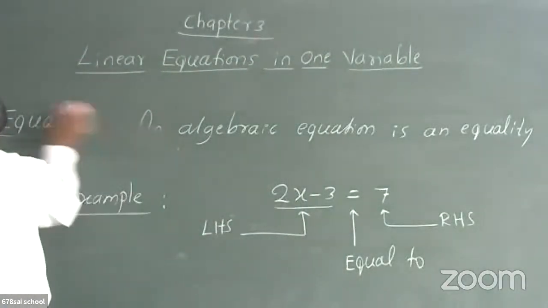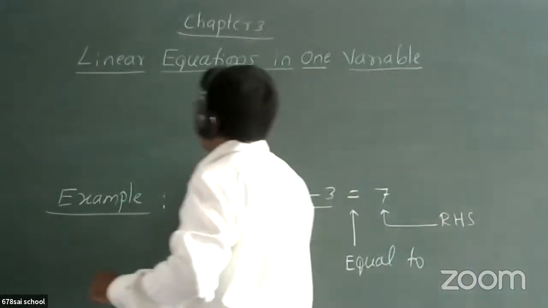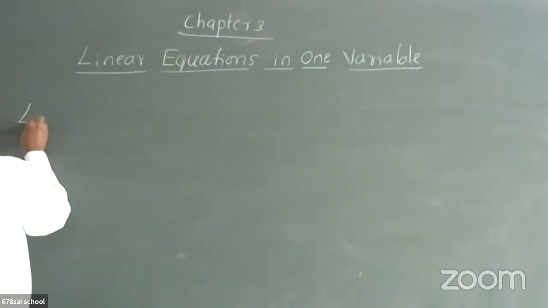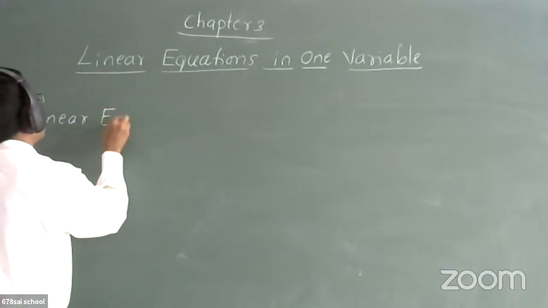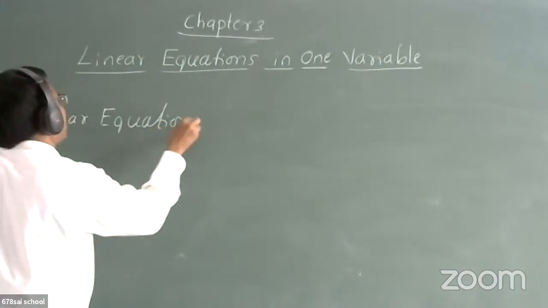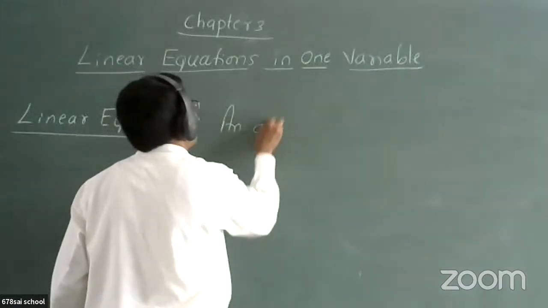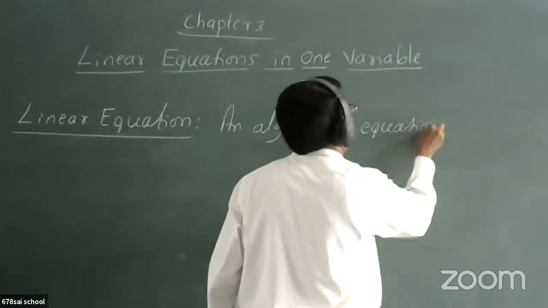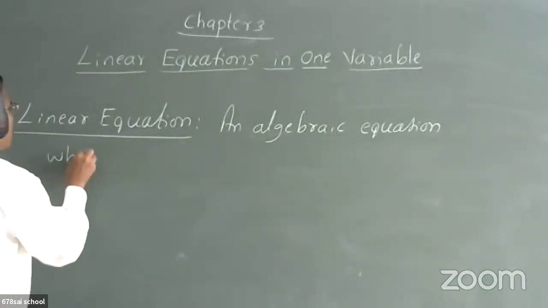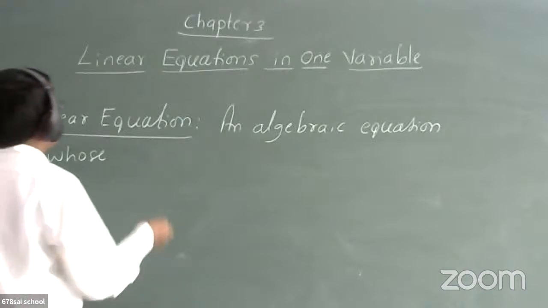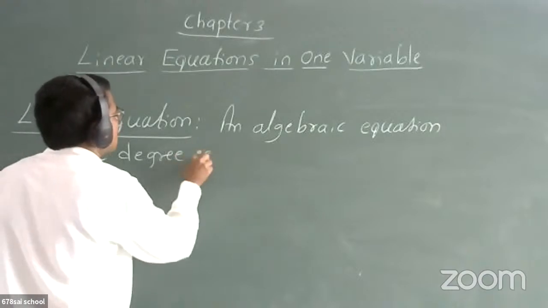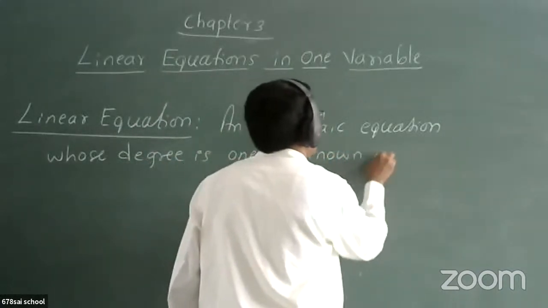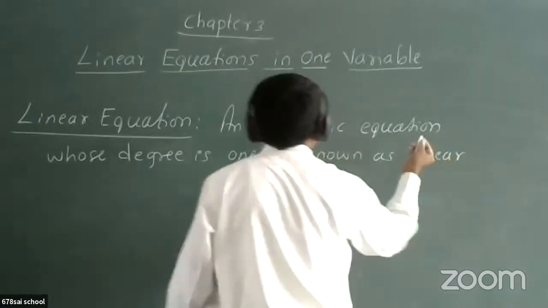Now, what is the meaning of equation we have seen. Now we shall write what is the meaning of linear equation. An algebraic equation whose degree is 1 is known as a linear equation, or is called a linear equation.